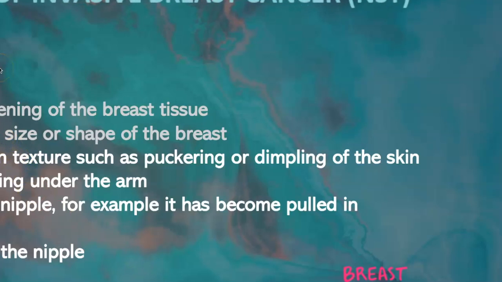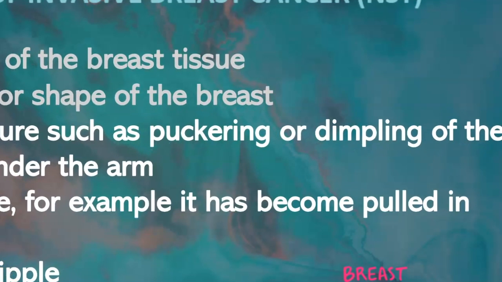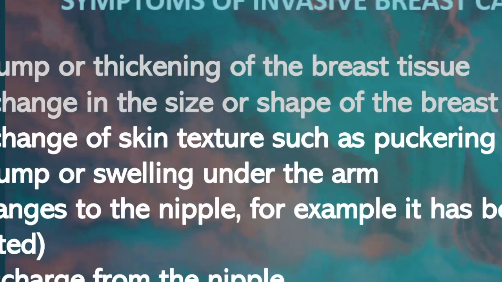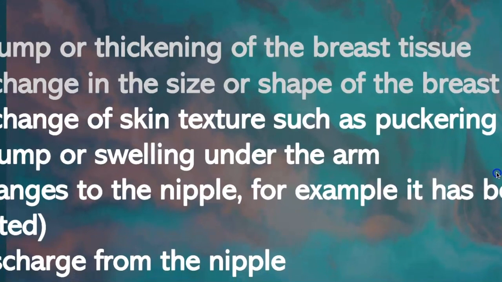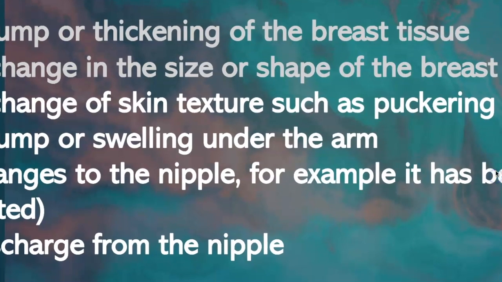Now, what about the symptoms? The symptoms of breast cancer can involve a lump or thickening of the breast tissue. It can involve a change in the size or shape of the breast. It can involve a change in the texture, or a lump or swelling, changes to the nipple, sometimes a pulled-in effect, or some kind of discharge.